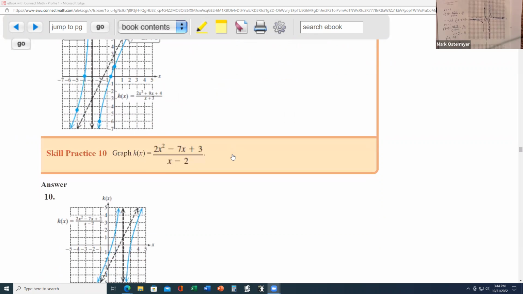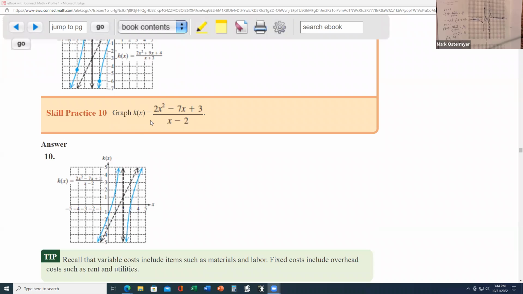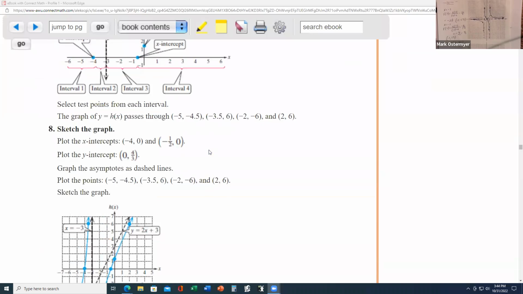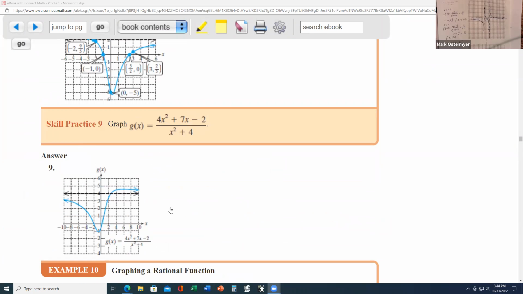And maybe try to do this one. These skill practice problems give you extra practice. Maybe you can try to graph these, walking through the entire gamut, and then check your answer here. So there's extra practice whenever they say skill practice here. I would definitely do those individually.